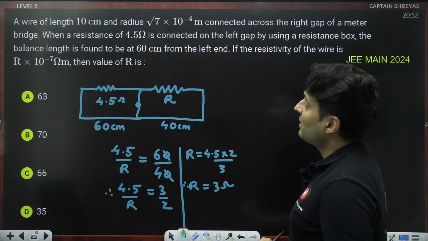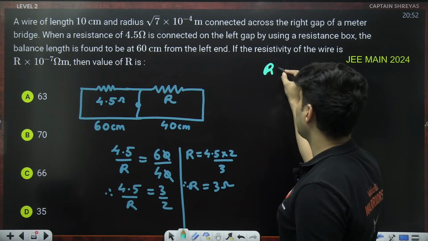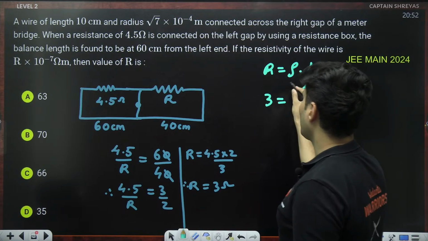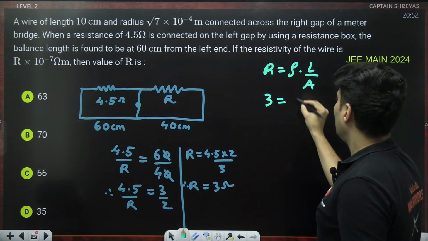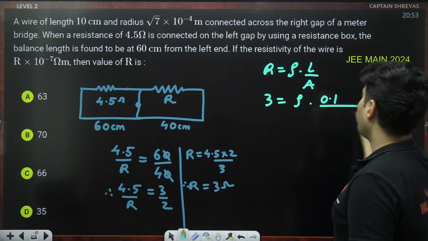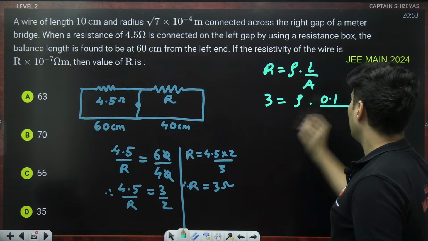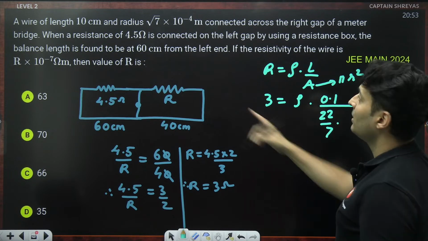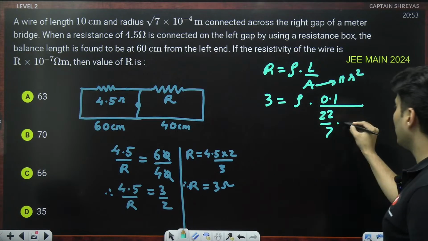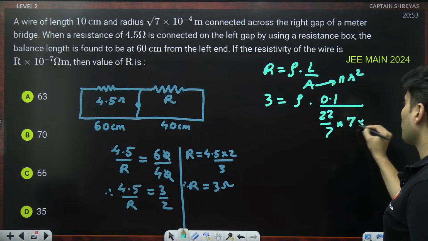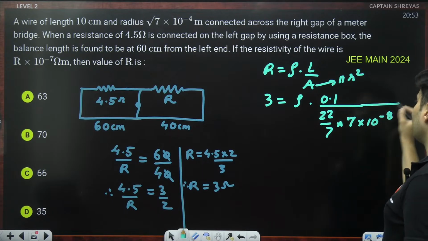The end story is the resistivity, and we know resistance is the resistivity into length by area. So 3 is equal to rho. Rho I do not know, I have to find it out. Length I know is 0.1 meter. Area is basically pi r square. Pi is nothing but 22 by 7. Deliberately they have given root 7. You can figure out why. When you square root 7, it will just become 7, and this will become 10 to the power minus 8.